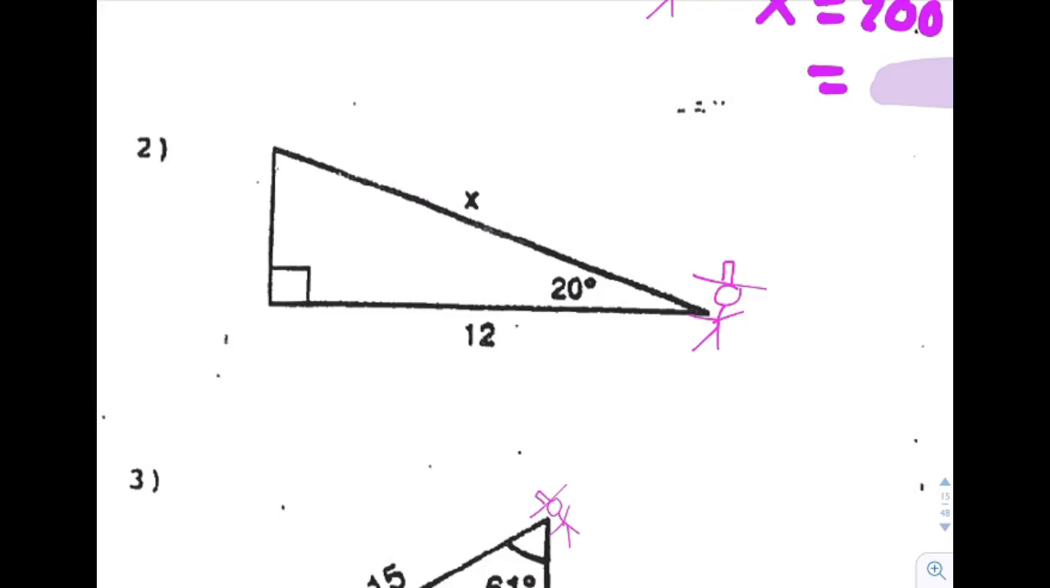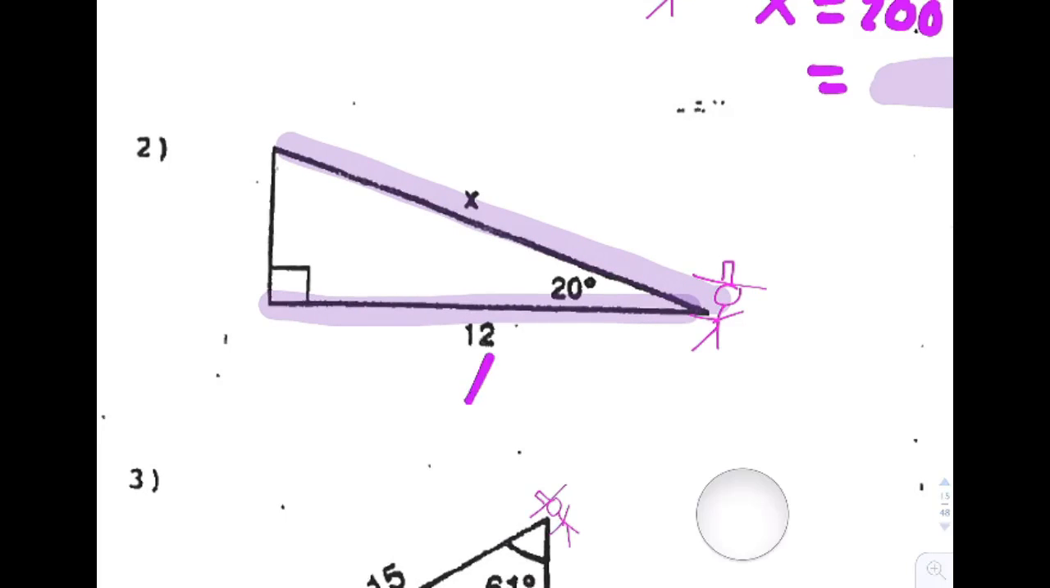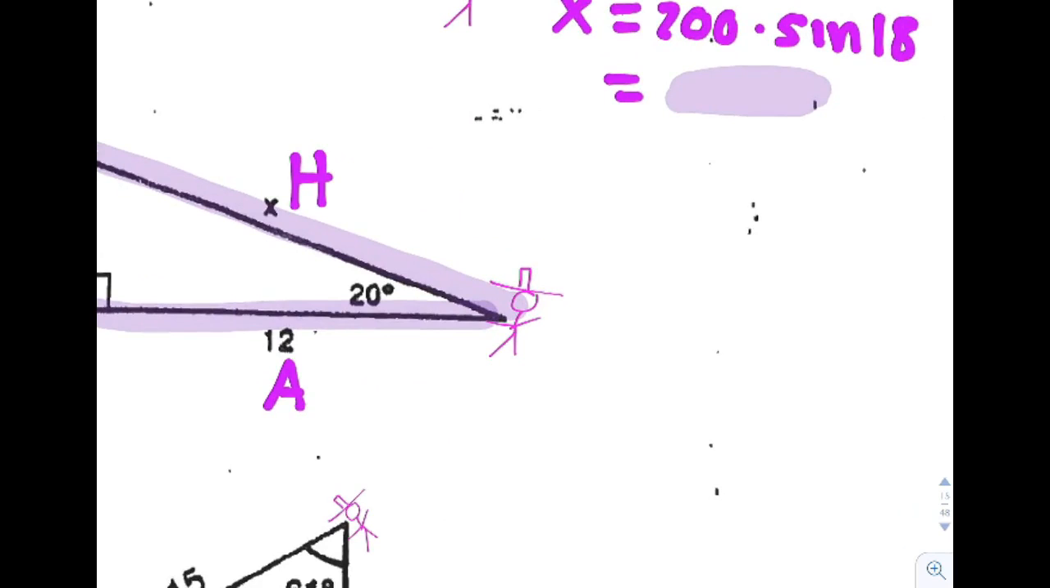Alright, number 2, my stick figure is at 20 degrees, and I am dealing with these two labeled sides. This is my adjacent, that's my hypotenuse. We're not dealing with the opposite in this problem. So A and H is cosine. Cosine of the angle equals adjacent over hypotenuse.